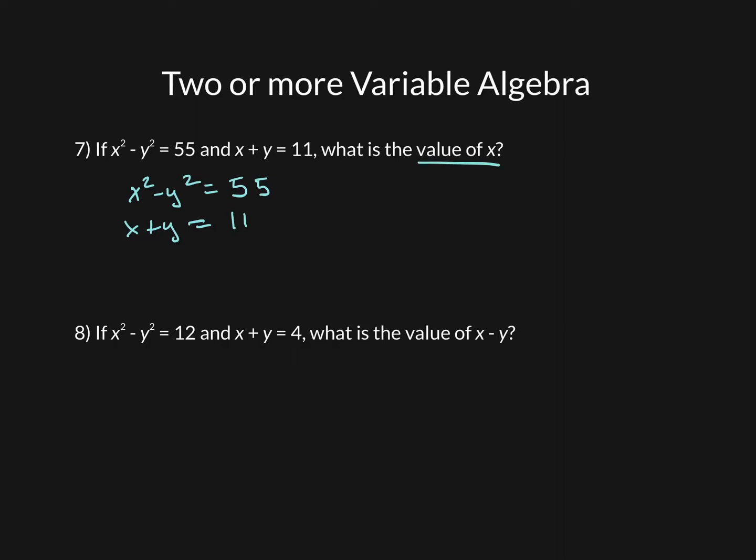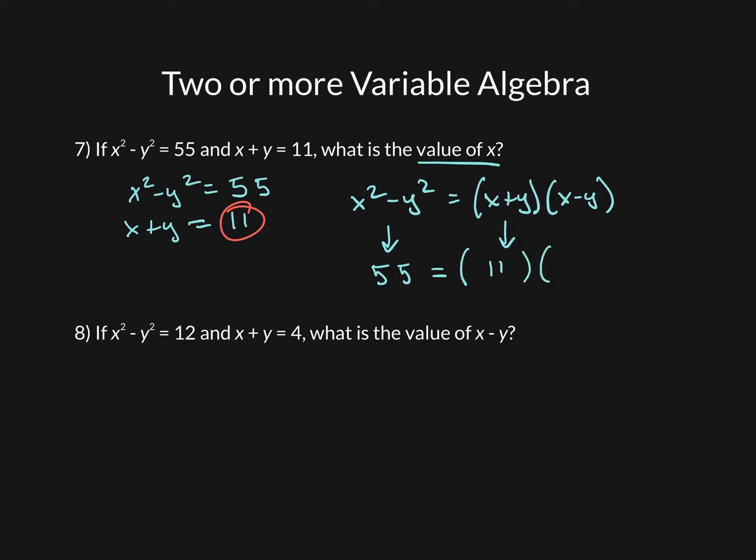Well, x squared minus y squared equals 55. Well, let's simplify x squared minus y squared. That's just x plus y times x minus y. And x squared minus y squared, we said, was a value of 55. We set that equal to x plus y. They told us that right here as well, where we had 11.